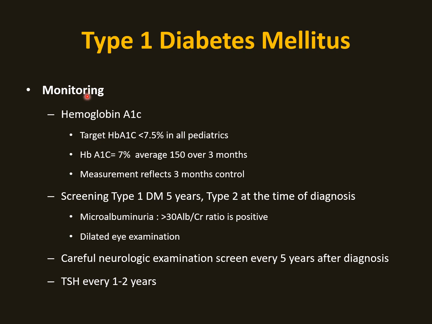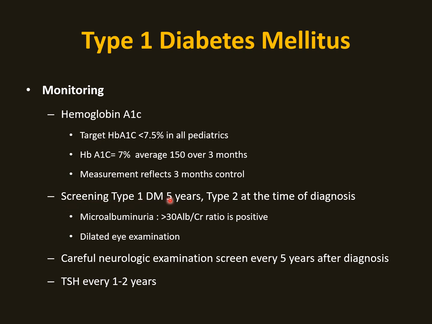Monitoring of patients with type 1 diabetes mellitus is with hemoglobin A1C. The target hemoglobin A1C is less than 7.5% in all pediatrics. Hemoglobin A1C equals 7% means that the average blood sugar is 150 milligrams per deciliter over the previous 3 months. Measurement of hemoglobin A1C reflects 3 months' worth of blood sugar control.